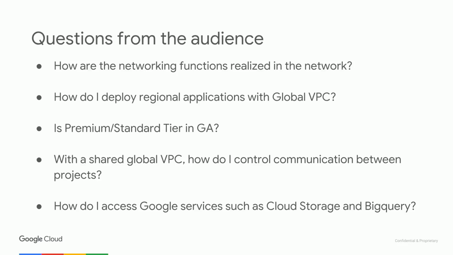Another question on VPC. With a shared global VPC, how do I control communication between projects? Yeah, this relates to how do I actually map my deployments, my teams, to that global shared VPC, and how do I control what are the communication channels across those deployments. So we offer a very flexible model on grouping deployments that can be mapped either to a project, or it could be mapped to a sub-project set of deployments. And then you can either associate tags or you can actually group them with their service accounts.